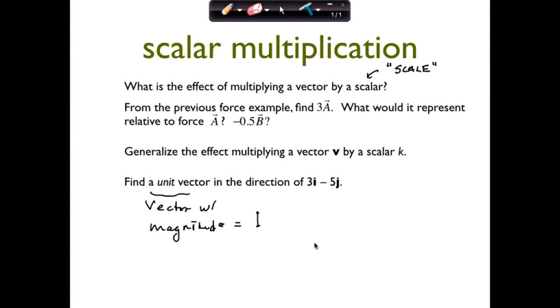So what's the magnitude of 3i minus 5j? That's just another way of saying what? 3i minus 5j is another way of saying the vector 3, negative 5. And those are mathematically equal, right? Because the vector i is what vector? 1, 0. And the vector j is 0, 1.